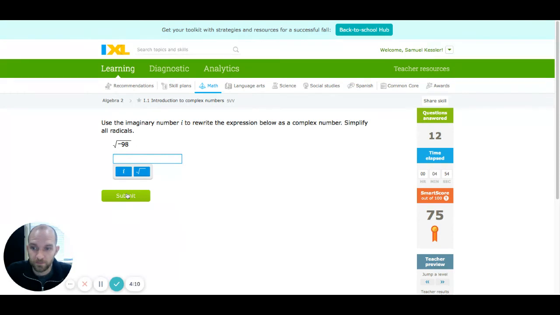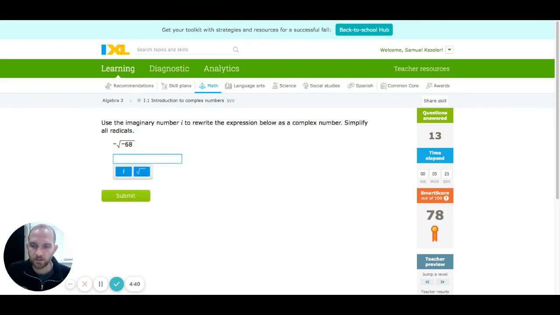Square root of 98. I'm going to use a calculator here and divide that by 2, and we get 49. If you have a bigger number like this, it might be good to check it in a calculator. We know that 49 is a perfect square. The square root of 49 is 7. So you can do 7, and then under the radical would be just 2 left, and that negative makes it imaginary. So 7 square root of 2 i.